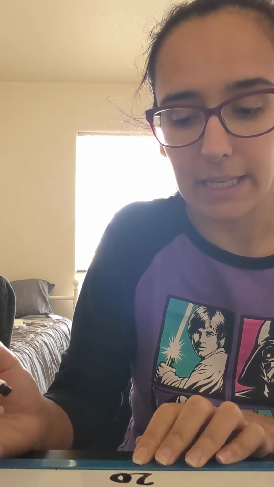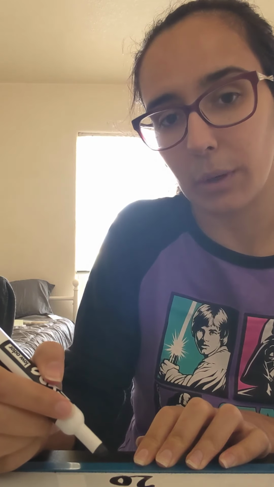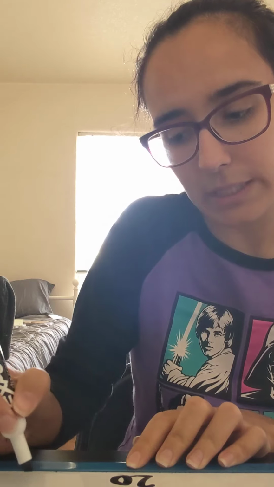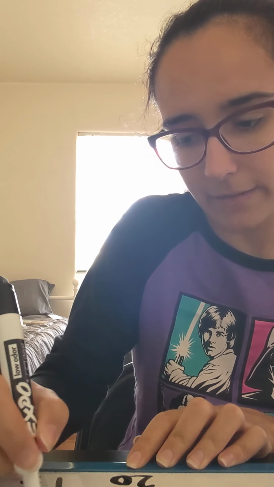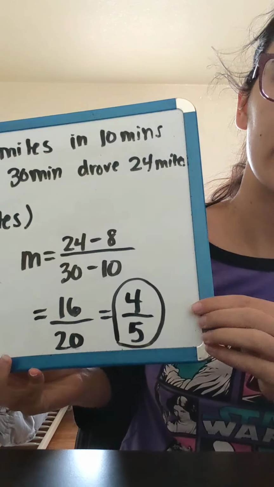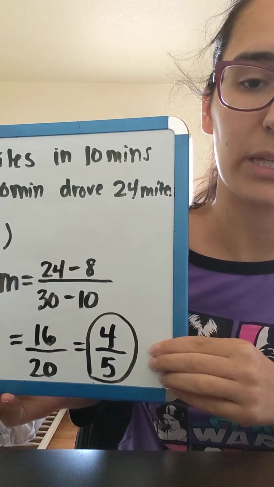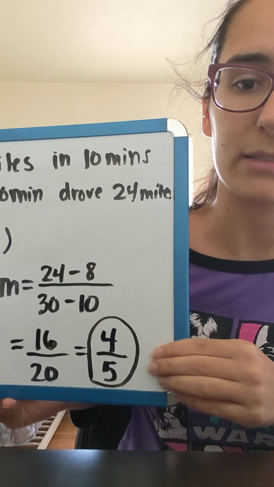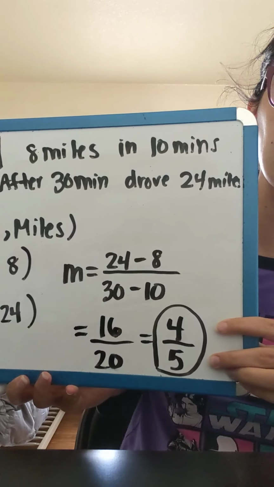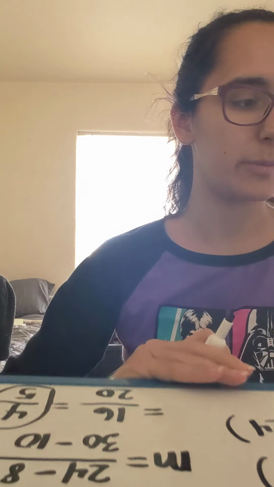And we just simplify again. Both the numerator and the denominator, we can take a 4 out. So 16 divided by 4 equals 4. 20 divided by 4 equals 5. And that's as simple as we can make it. So here's our answer. 4 over 5 is the slope between those minutes and miles. 4 miles every 5 minutes.